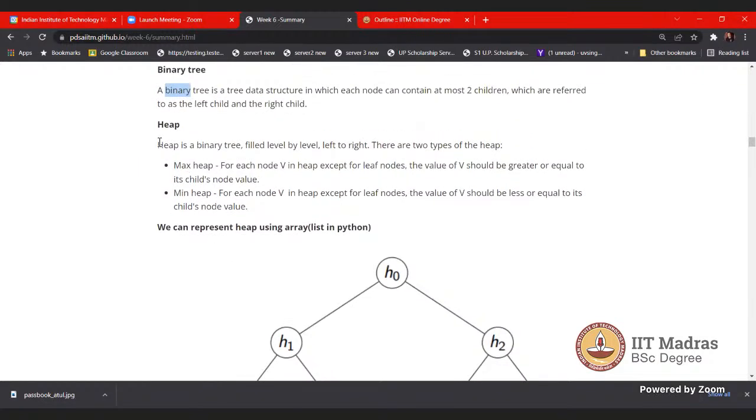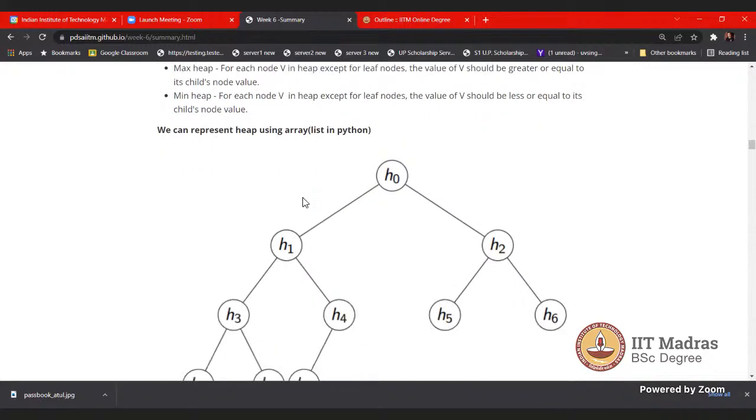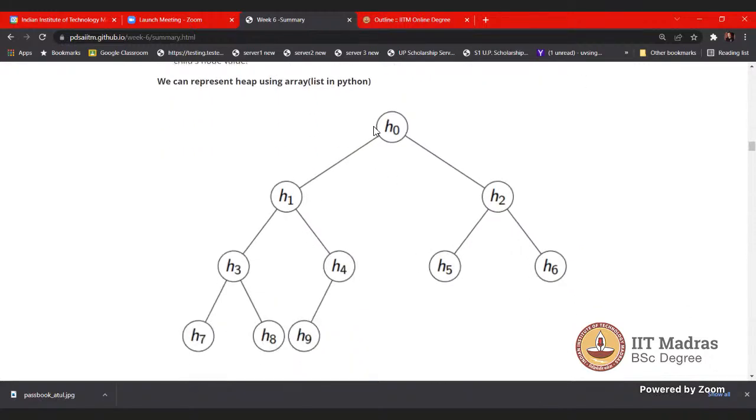So heap, basically what is the heap? Heap is a binary tree, and it is a complete binary tree. That means every level should be filled before the last level, and in the last level every node should be filled from the left before the last child. Every child should be filled before the last child.